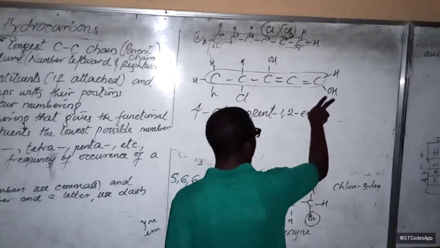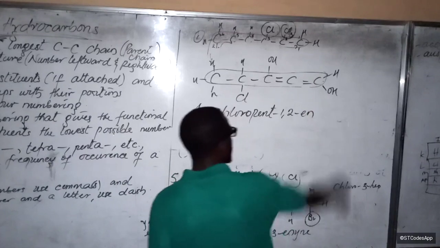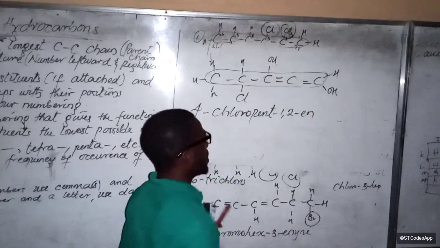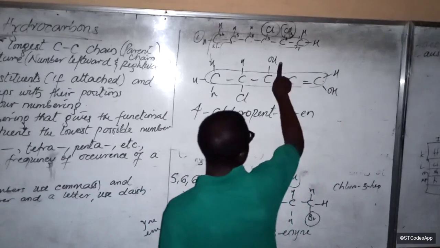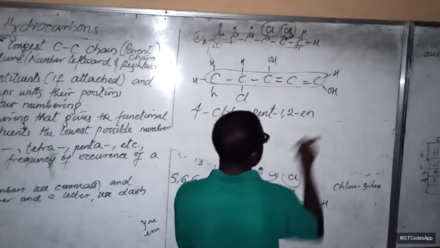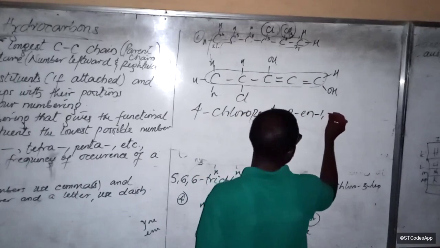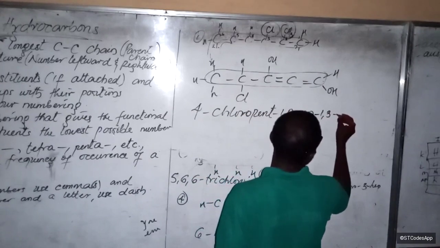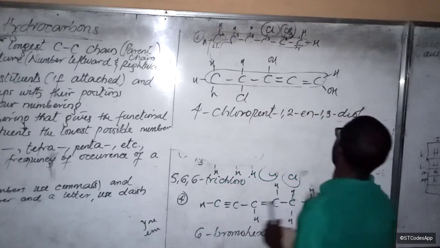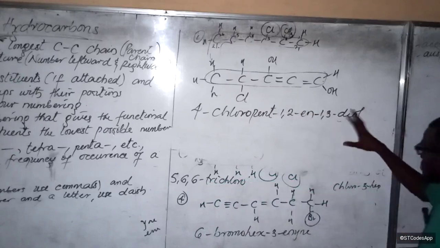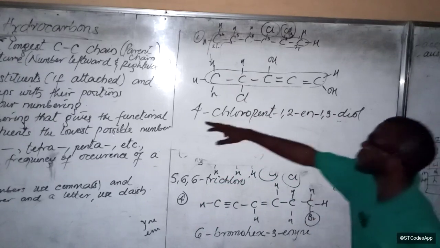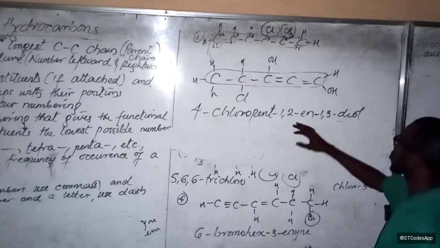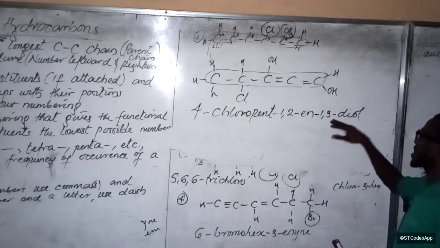Now, which is the master functional group there? OH is on what? It is on carbon 1 and carbon 3. So we have ene-1,3-diol. Now, this is why this convention is better, because in this convention, we cannot bring these numbers forward here. Is that okay? So we have 4-chloro-pent-1,2-ene-1,3-diol.